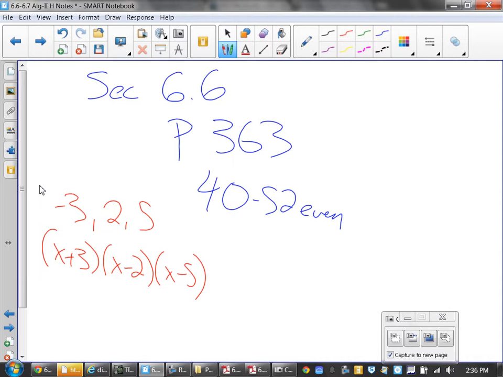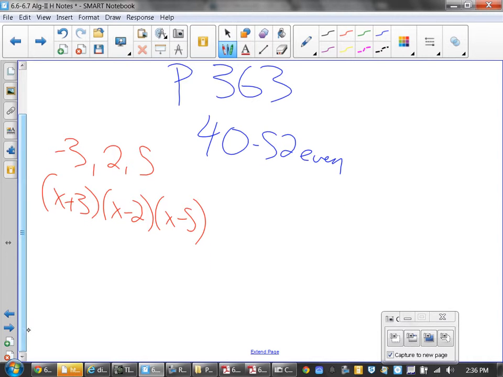Third degree? X cubed something, right? Could you multiply all that out to write the polynomial? Sure. Could you also tell me what the graph of this looks like? Yes. Knowing that you have zeros at -3, 2, and 5, it's going the other way because you have a negative in here. You know it's going to look like that, right?